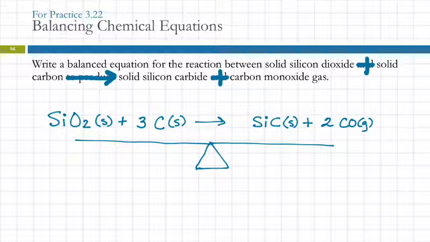So I think I'm done. And now I should go back and check. So I got 1 silicon and 2 oxygens, 3 carbons. So there's my balanced chemical equation. Any questions?